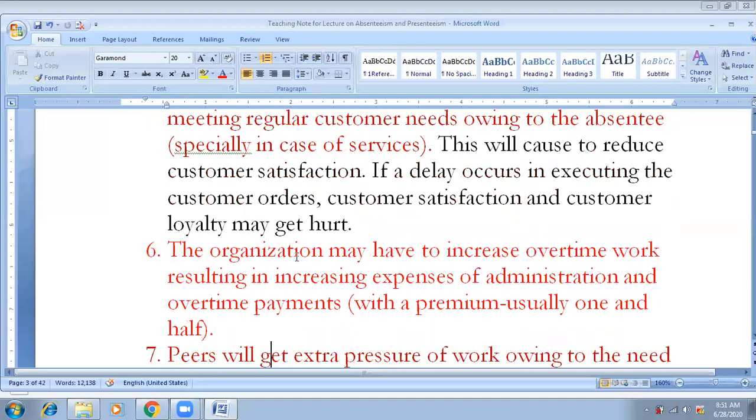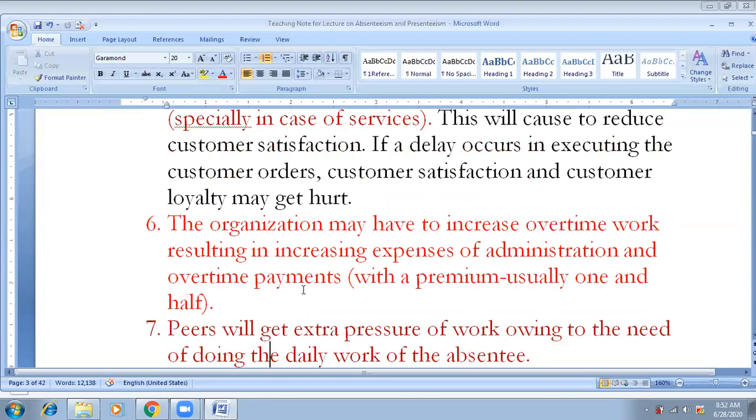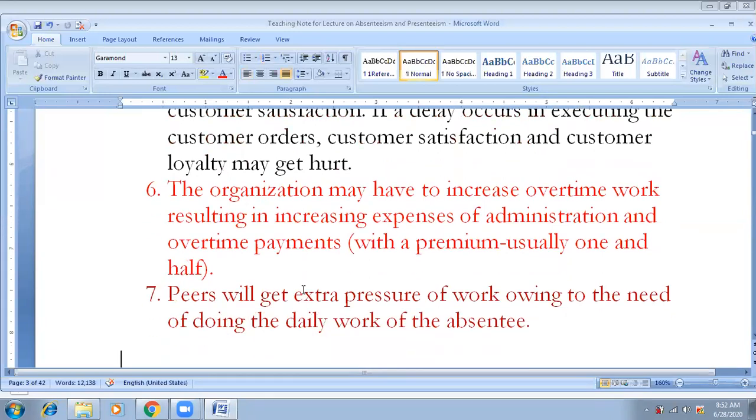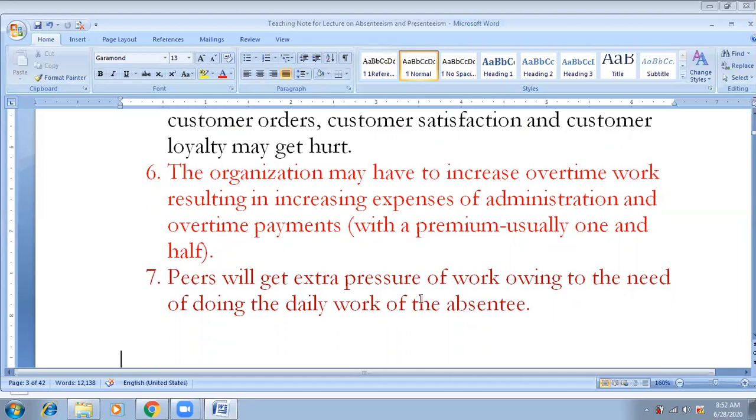Then number six, the organization may have to increase overtime work, resulting in increased expenses of administration and overtime payments with the premium. Usually for overtime we have to pay 1.5, multiplying the normal rate by 1.5. Then the peers, the co-workers, will get extra pressure of work owing to the need of doing the daily work of the absentee. That is another problem because of the absence.